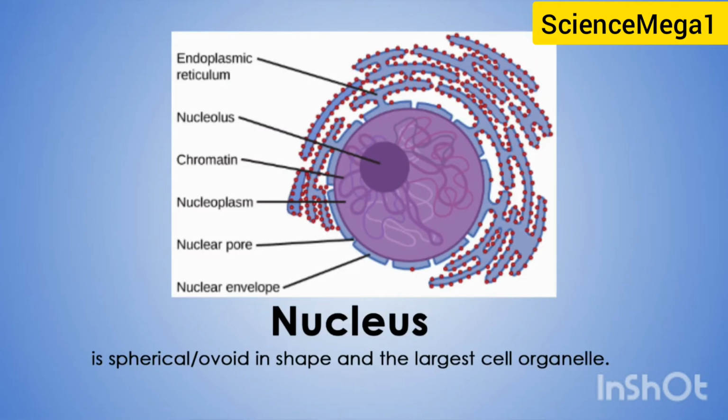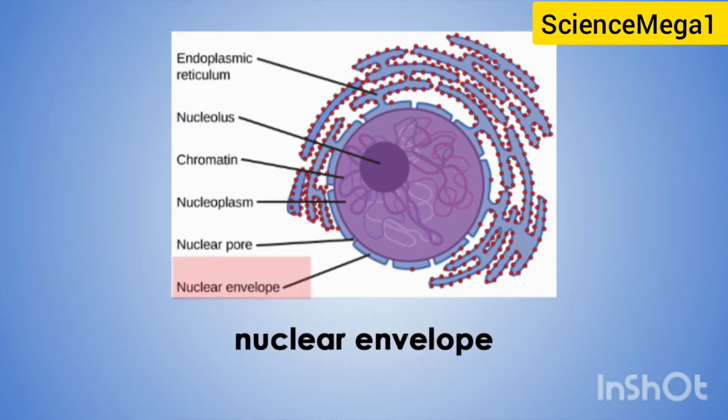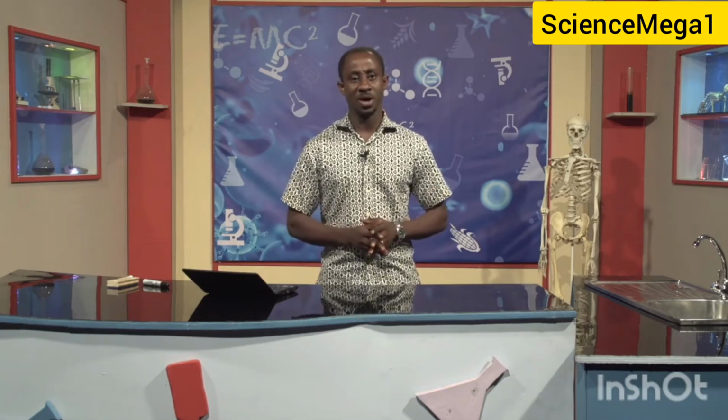Another structure you find in a cell is the nucleus. The nucleus is spherical or ovoid in shape and is the largest cell organelle. It is enclosed by a double membrane called the nuclear envelope or nuclear membrane. The nuclear membrane is perforated by nuclear pores, which control the exchange of materials between the nucleus and the cytoplasm. The nucleus contains chromatin materials that form chromosomes when the cell is about to divide.